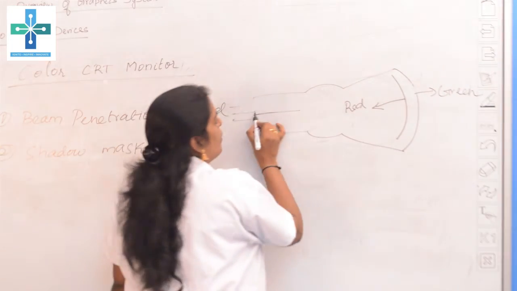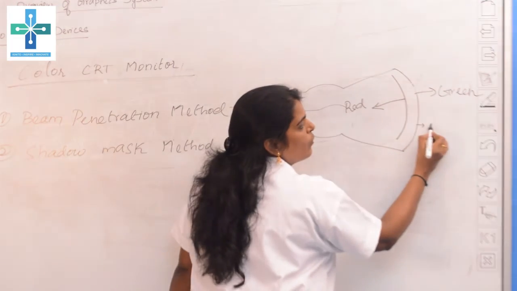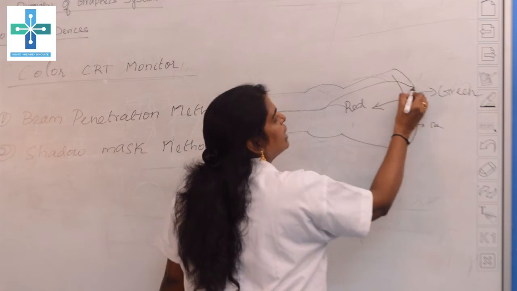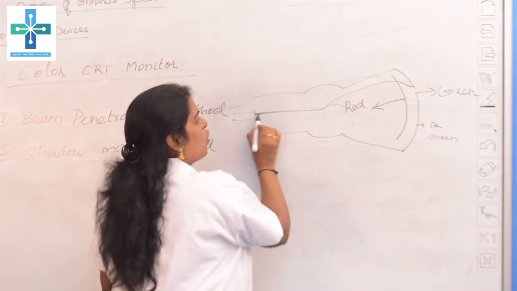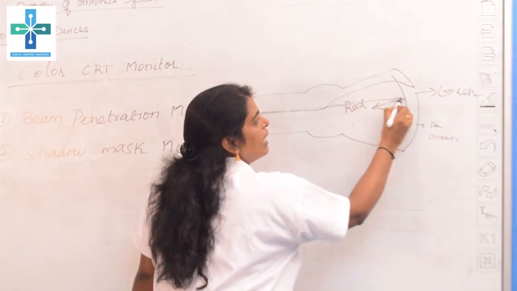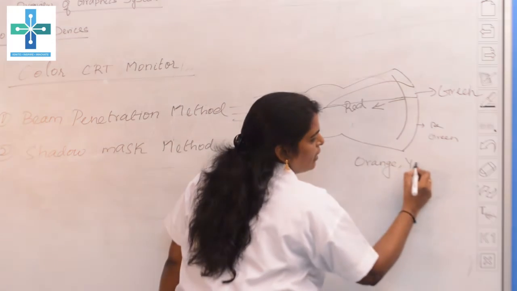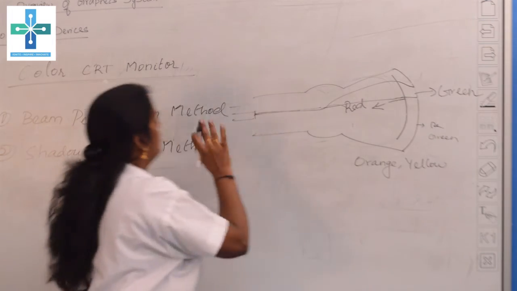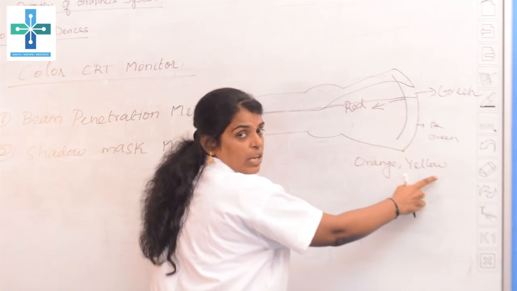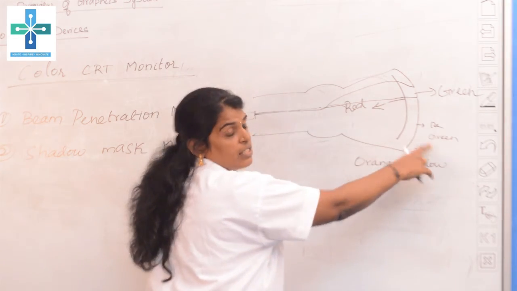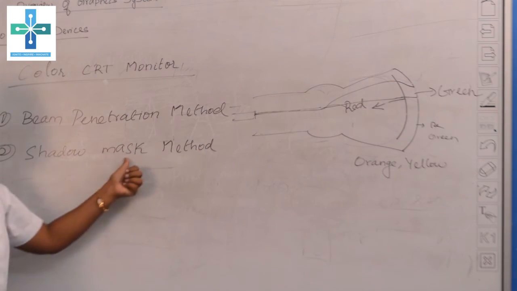It depends upon the combination of the colors. If the electron beam falls on the red, the screen will appear red. If it is falling on the green phosphorus screen, it will produce a green color display, or the combination of both red and green forms orange and yellow color. So totally this beam penetration method can produce only two more colors, orange and yellow, apart from red and green. This is what we call the beam penetration method.